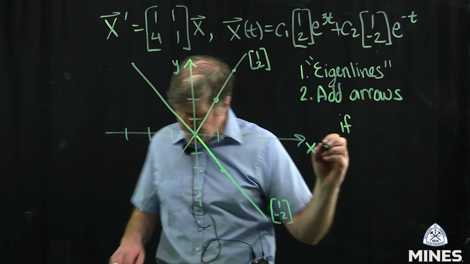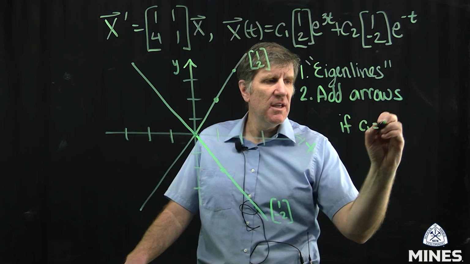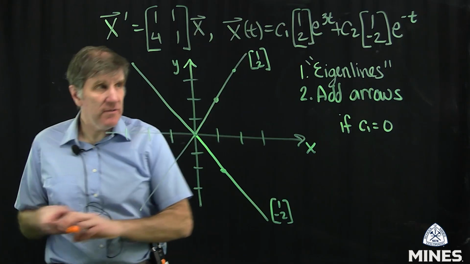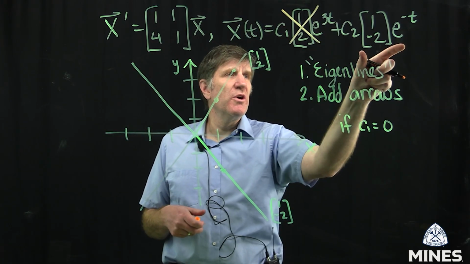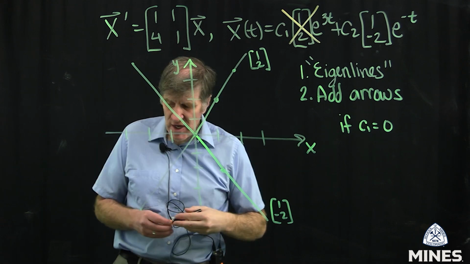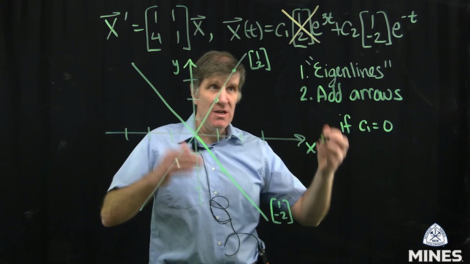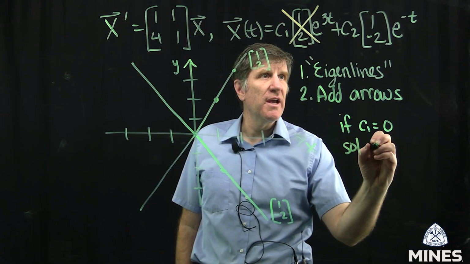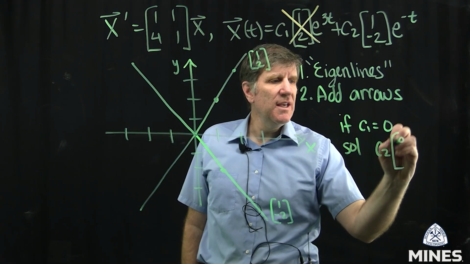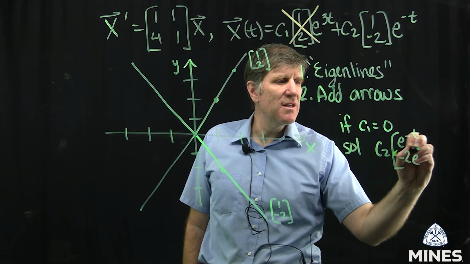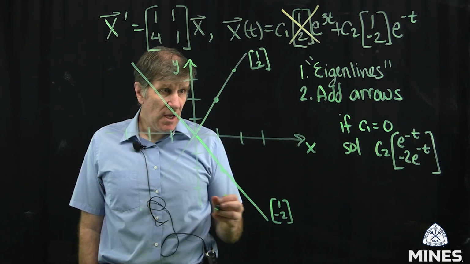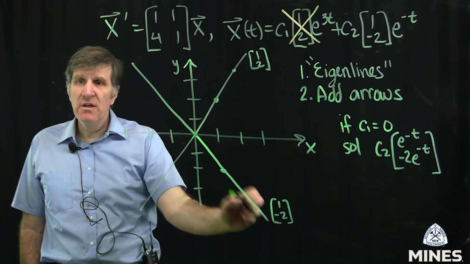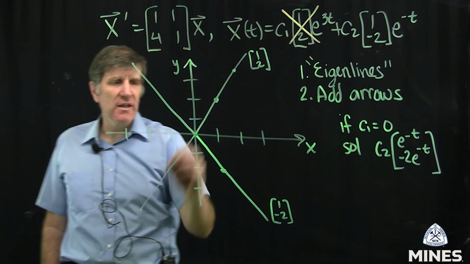For example, if C1 equals 0, then we don't have this part of our solution. We only have this part of our solution. So if we choose initial conditions such that C1 is 0 and we only have this part, the solution looks like C2 e to the minus t, minus 2 e to the minus t. That puts us along this eigenline right here, right? We've zeroed out the 1, 2 eigenline.